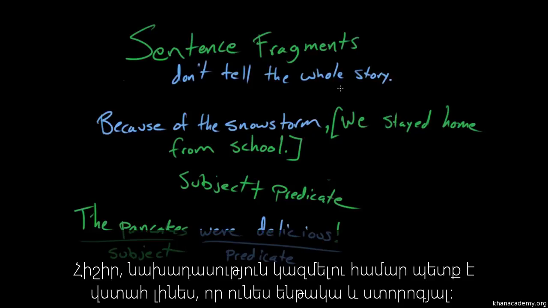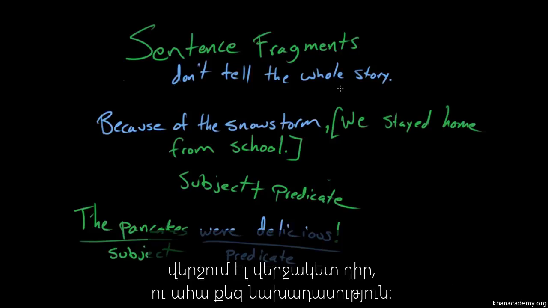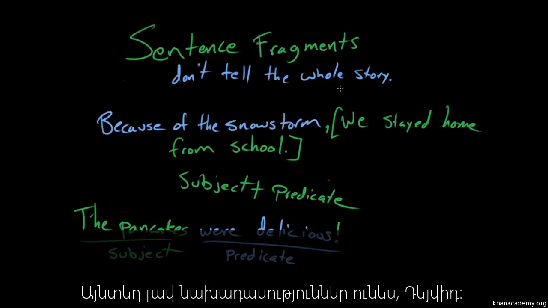So in order to make sure that you're building sentences, you have to make sure that what you've got is a subject and a predicate. You've got to have a subject and a verb, put them together, slap on a period, you've got a sentence. You've got some good sentences there, David.